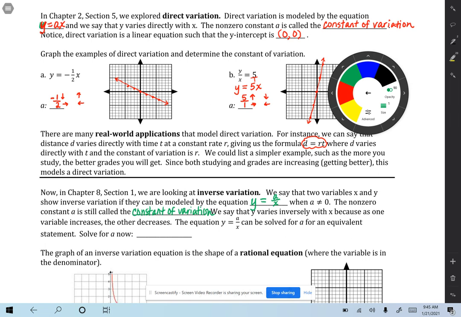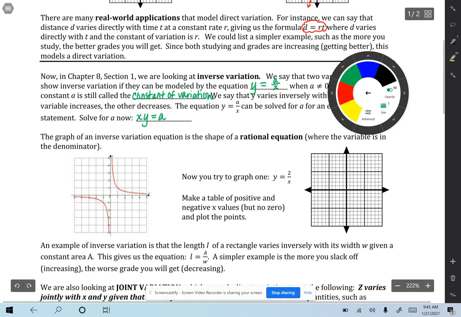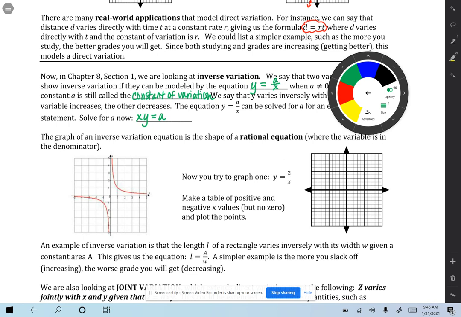The equation y equals a over x can be solved for a for an equivalent statement. So if you were to solve for a and cross multiply, you get xy equals a. The graph of an inverse variation equation is the shape of a rational equation where the variable is in the denominator. And you see that y equals a over x, the variable is in the denominator. And on the left side, you see what a graph looks like.